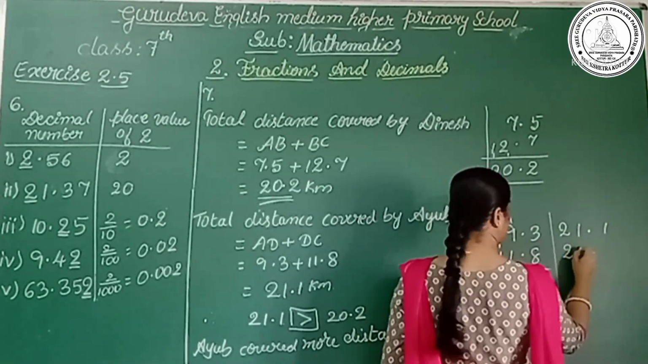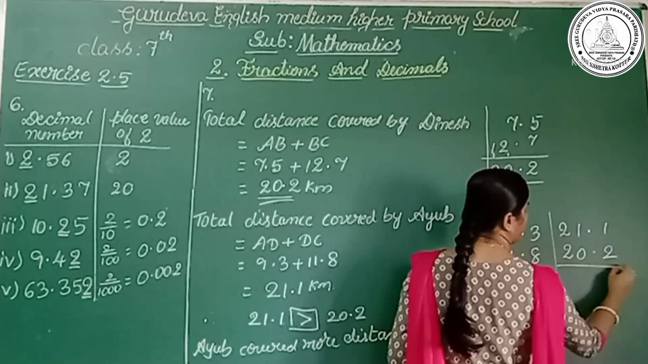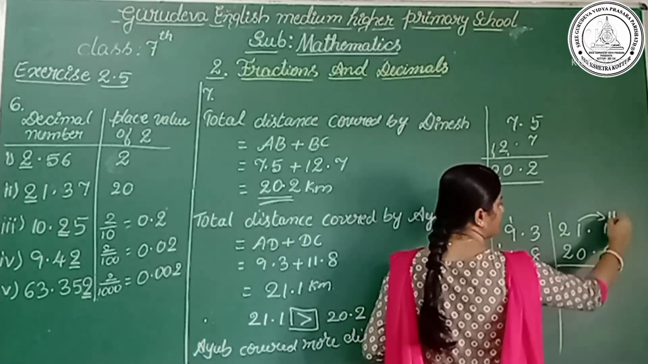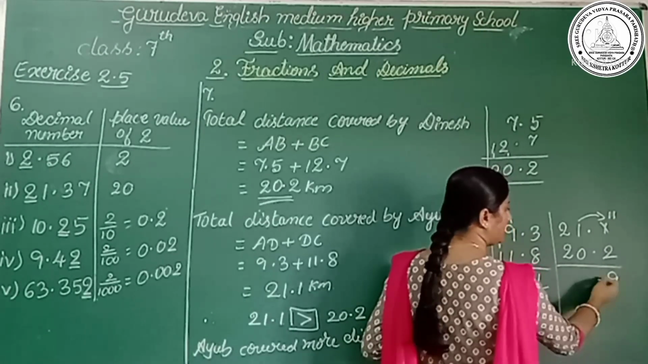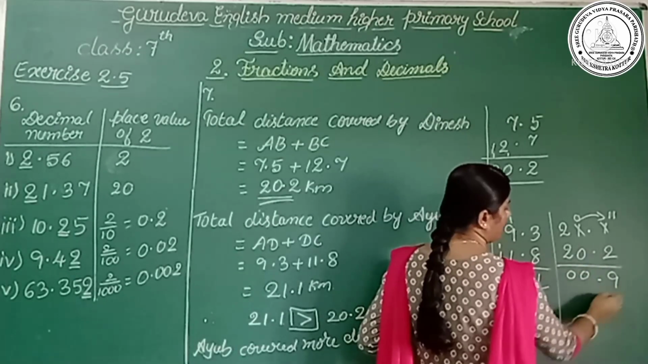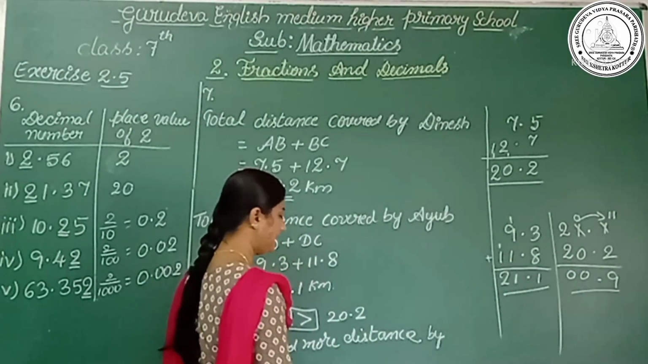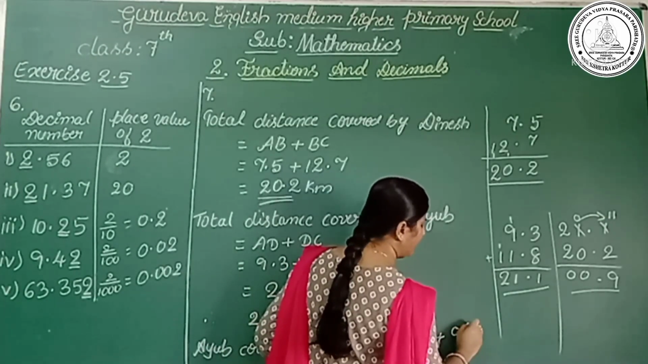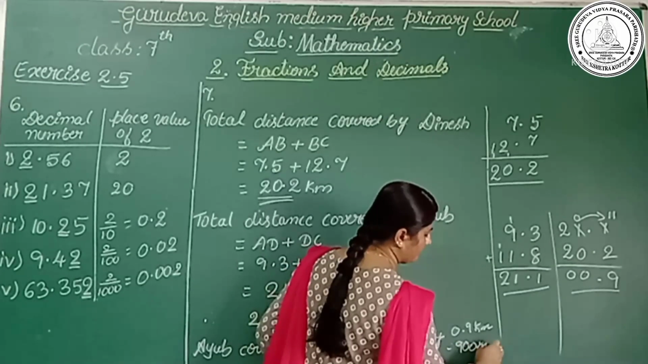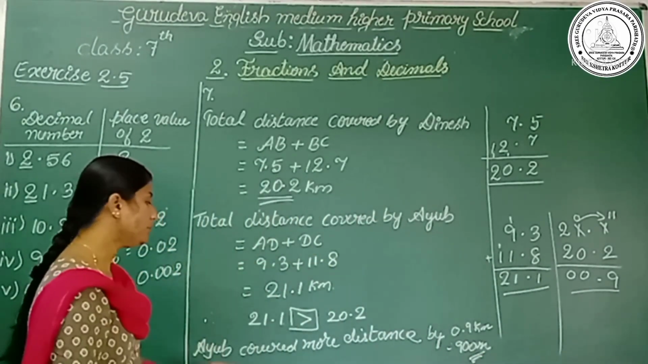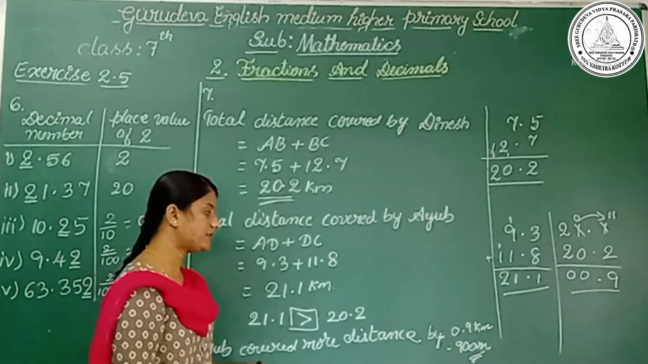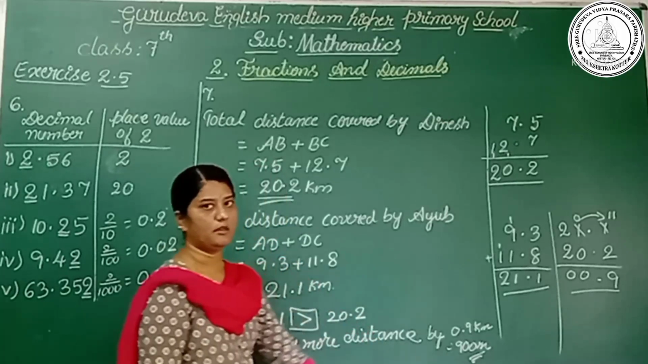and 20.2. So subtract here. 1 minus 2 cannot be subtracted. Borrow from the next place, that is 11. 11 minus 2 is 9. Keep the decimal point. Here there comes 0. 0 minus 0 is 0 and 0. So the answer is 0.9 kilometer. So 0.9 kilometer is equal to 900 meters. So Ayub covered more distance than Dinesh, and he covered more distance by 900 meters.